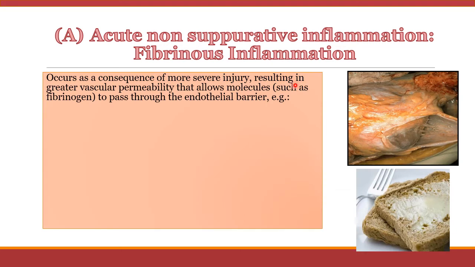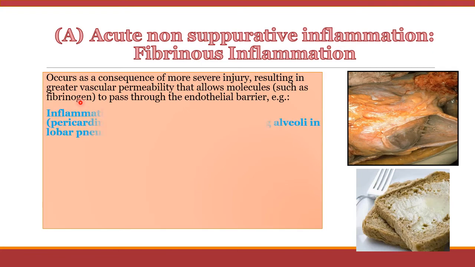So usually the fibrinous inflammation happens with more severe injuries if we compare to the serous type of inflammation. The severe injuries will result in more vascular permeability and more leakage of components like fibrinogen that will be converted to fibrin and will be precipitated in the inflamed tissues.